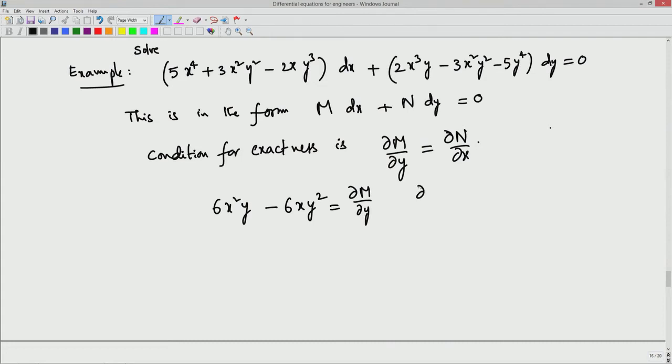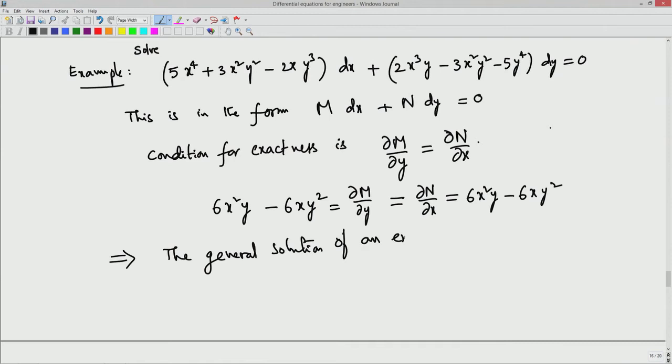Now I will check what ∂N/∂x is. Here also the first term gives 6x^2y, the second term with respect to x gives minus 6xy^2, and the third term is a function of y, so its x derivative is 0. So, clearly both are the same. This condition is satisfied. So this implies the general solution of the equation.